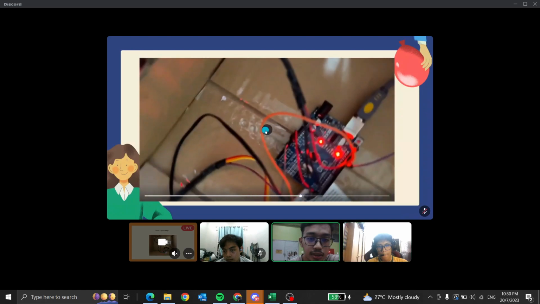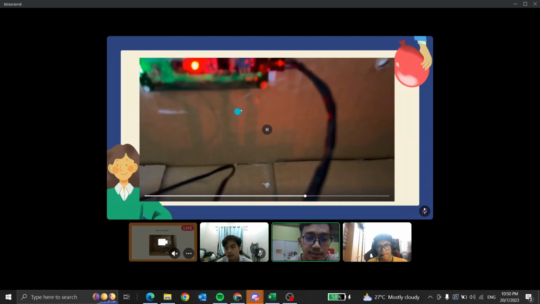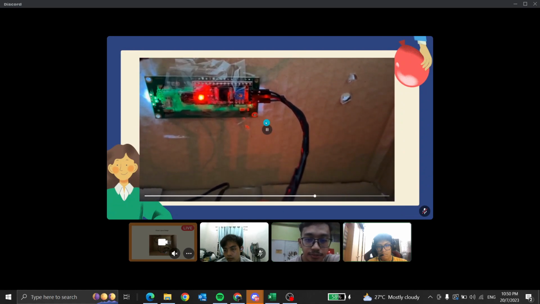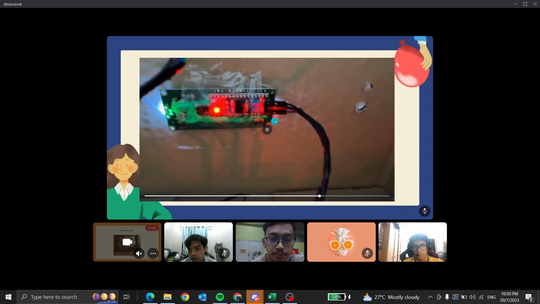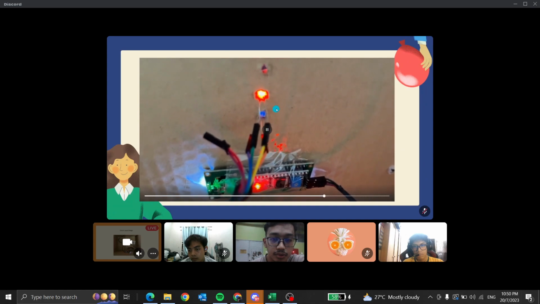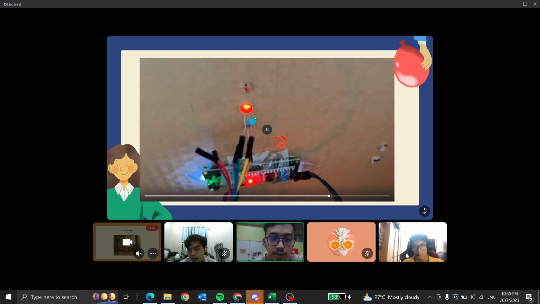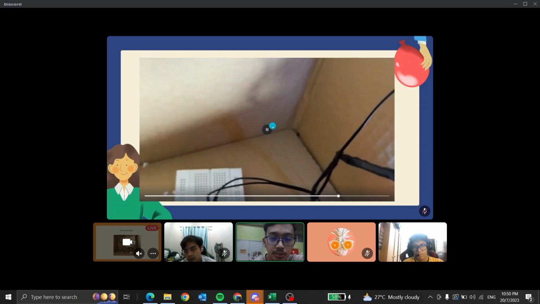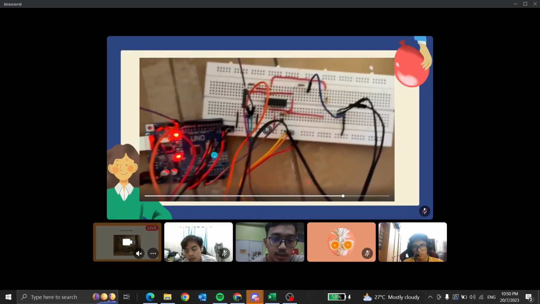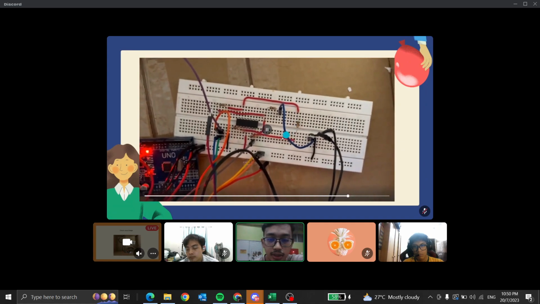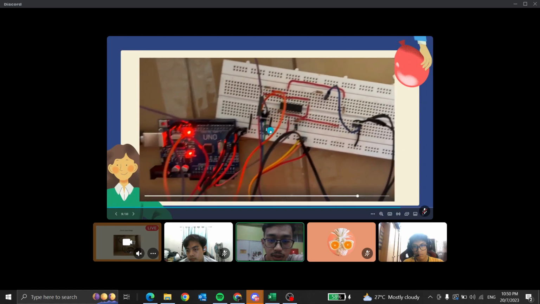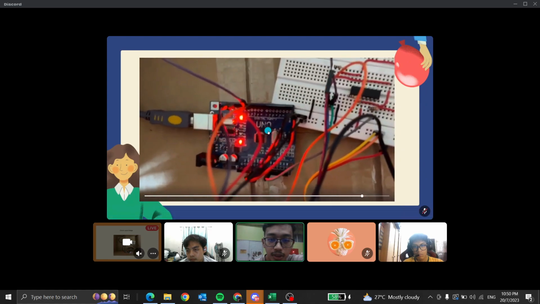As you can see, our LCD is connected to the I2C module. And this is the LED. We only use 2 LEDs, which are the blue color and yellow color. Okay, so this is the circuit, and this is the Arduino board.